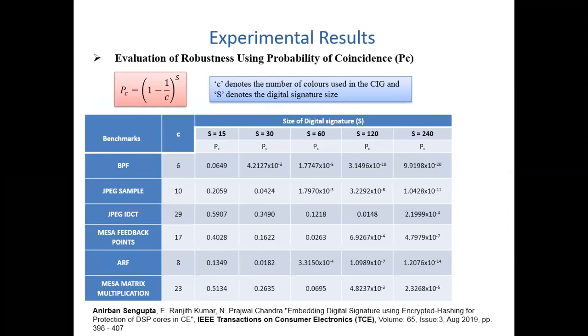In this case, we evaluate the robustness of the approach using the probability of coincidence metric, where the PC value keeps on decreasing as we increase the size of the digital signature. And as I said, if you recall, the lower the probability of coincidence, the higher the robustness and security of the design. Next slide.